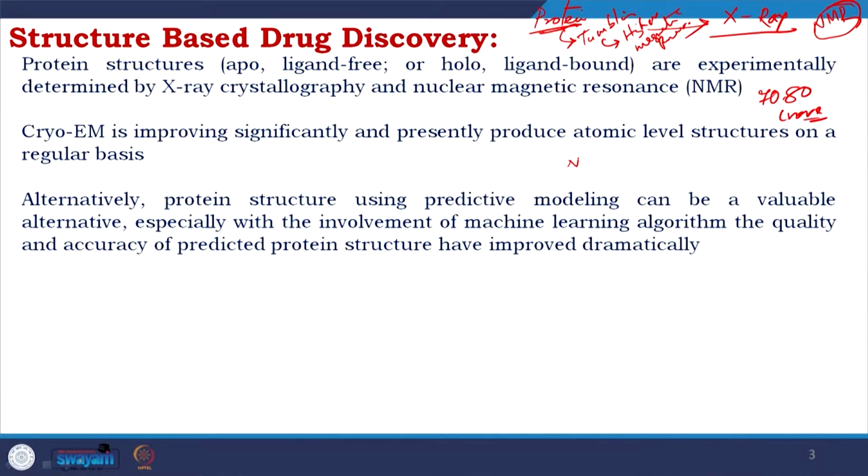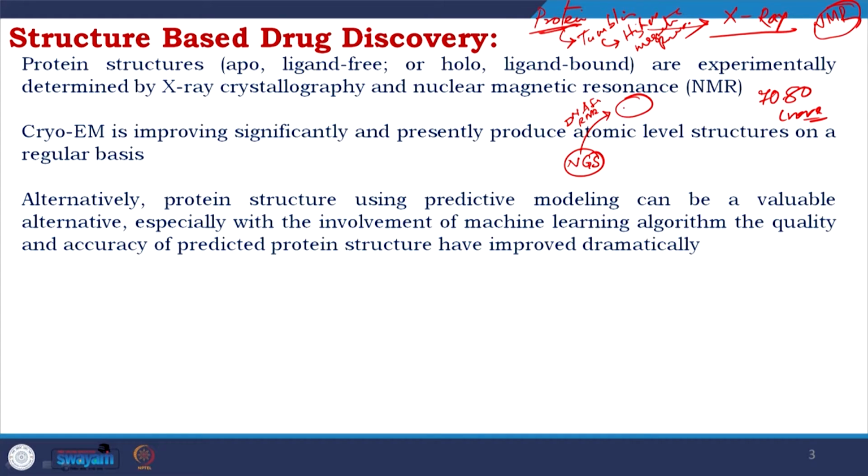If prediction becomes more and more possible, we already told there is NGS which is giving you the DNA sequence, RNA sequence.